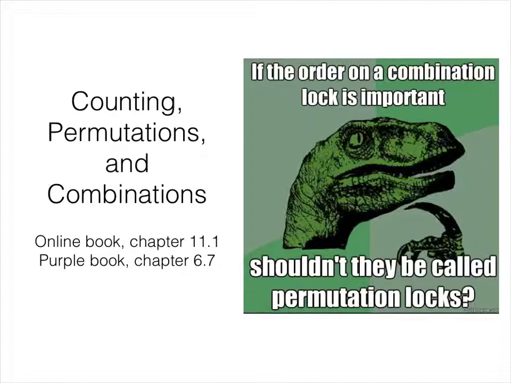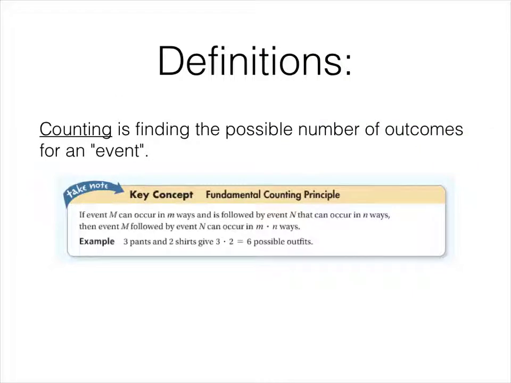Okay, so counting, permutations, combinations, and I promise you'll understand the meme before the end of the video. Okay, definitions. Counting is finding the possible number of outcomes for an event. So counting is kind of the precursor to probability. You need to know the number of outcomes before you can express a probability. And I know we talked a little bit about probability in class the other day.